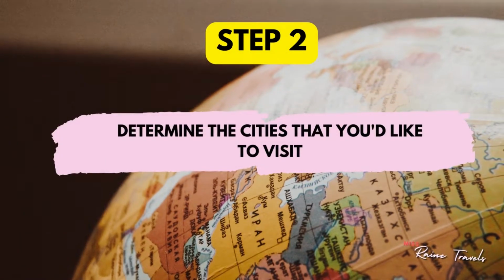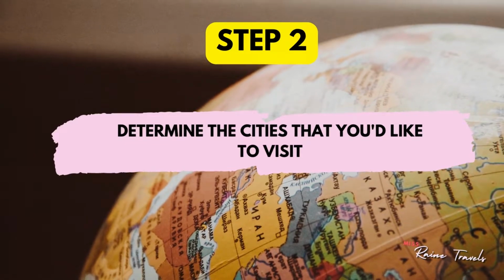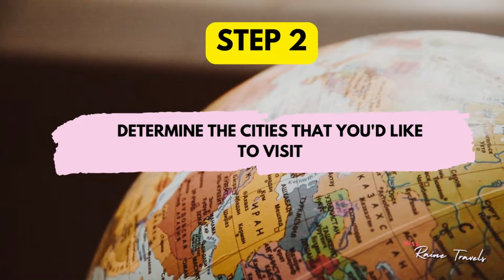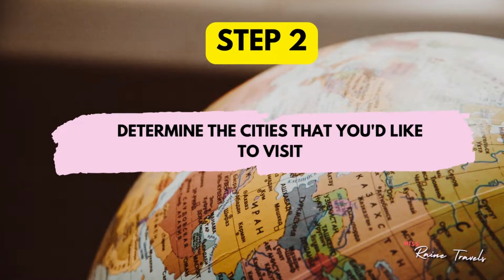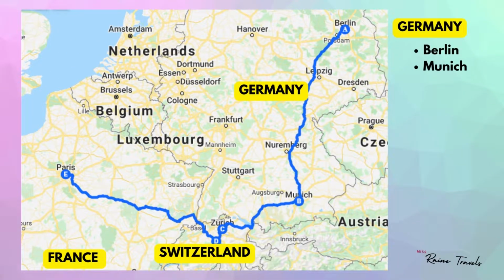Next step, step 2, determine the cities that you'd like to visit. So what are the different cities that you'll be visiting in each of the countries that you would like to see? You may already have a preconceived idea of where you want to visit. What I would usually do is actually plot it in Google Maps. So Google Maps is a great tool in identifying the different cities that you'd like to go to.